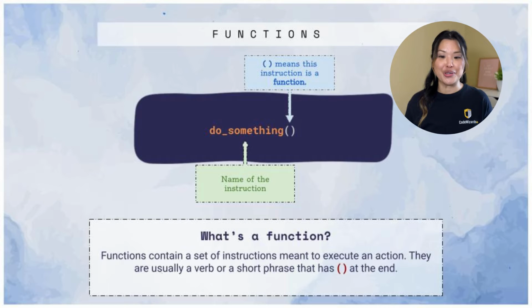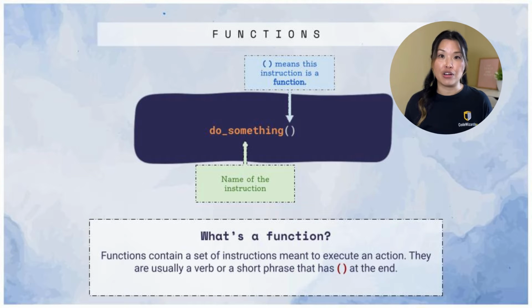So what's a function? We see an example here called do_something. Functions are blocks of reusable code that perform a single action, and they have a set of instructions that prompts the computer to perform some sort of action. So do_something wants the computer to do something.